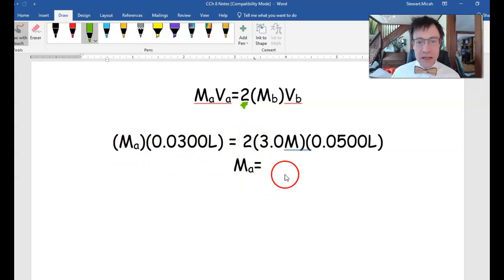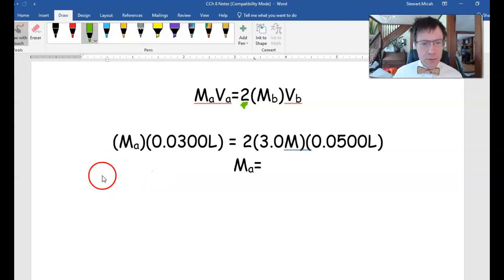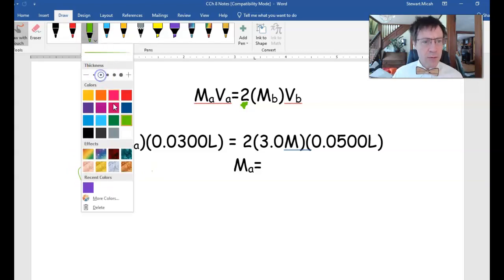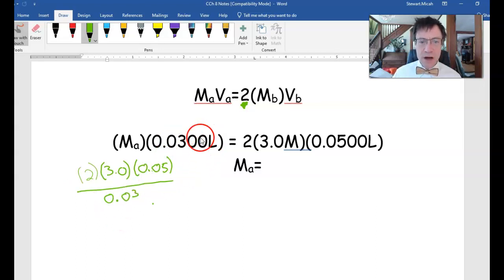So the whole equation is going to be, I'm going to write it down here, or maybe over here. Let's shrink this down just a snitch. This will be 2 times 3 and 0.5 divided by, because I'm going to divide both sides by this to get the MA by itself.